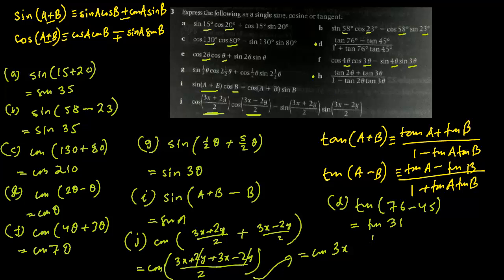And question number 8, you can see that this is plus. So 2 theta is A and 3 theta is B. So this is going to be plus. This would be tan 2 theta plus 3 theta, which would be tan 5 theta, and that is it.